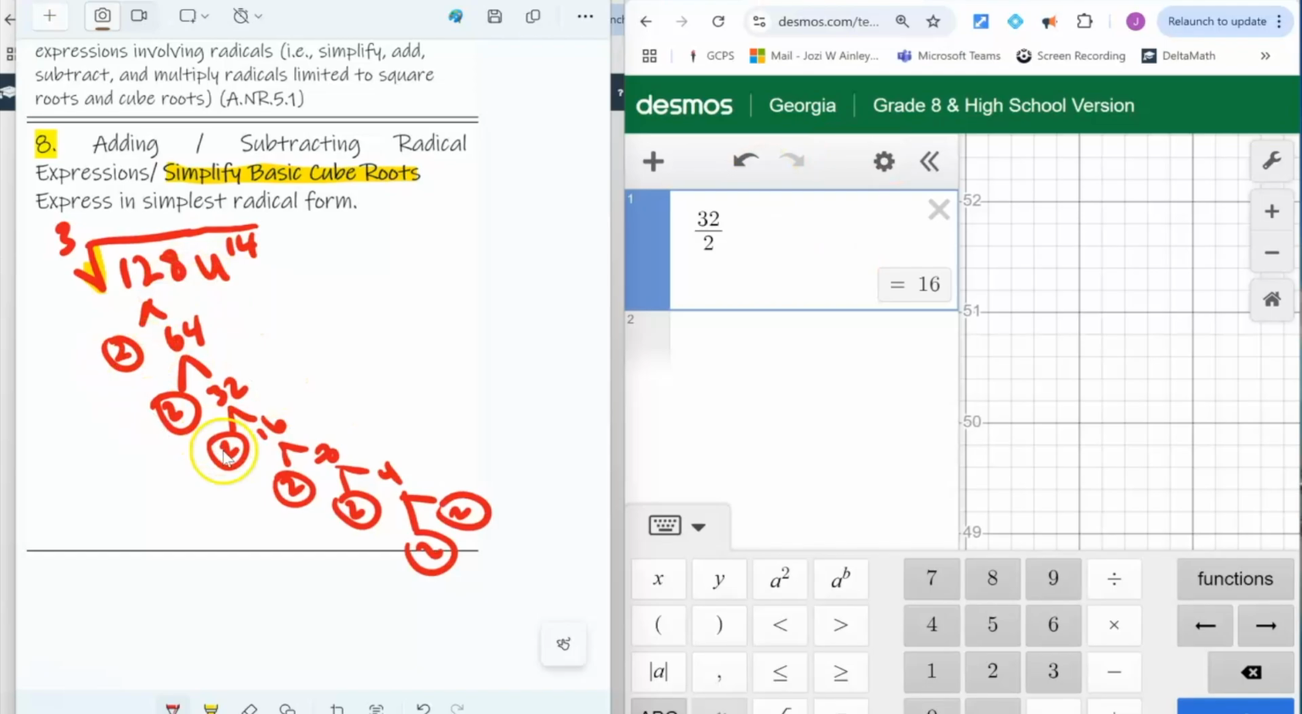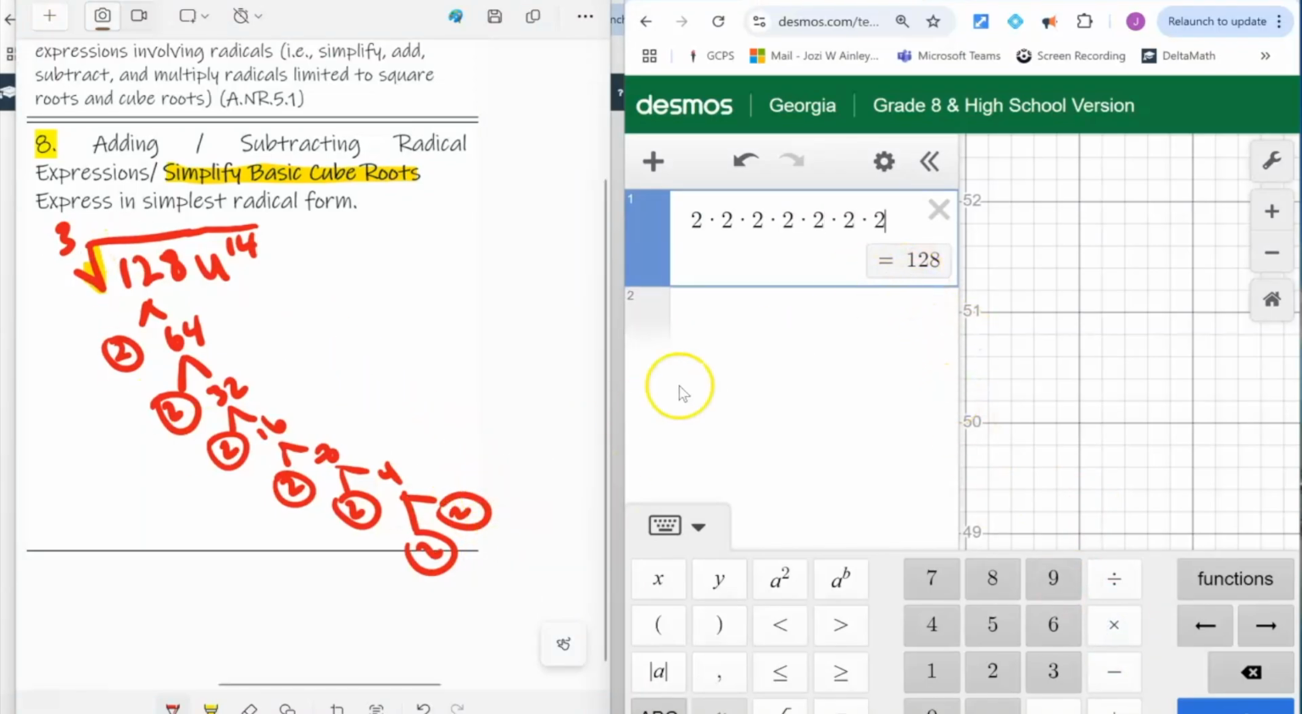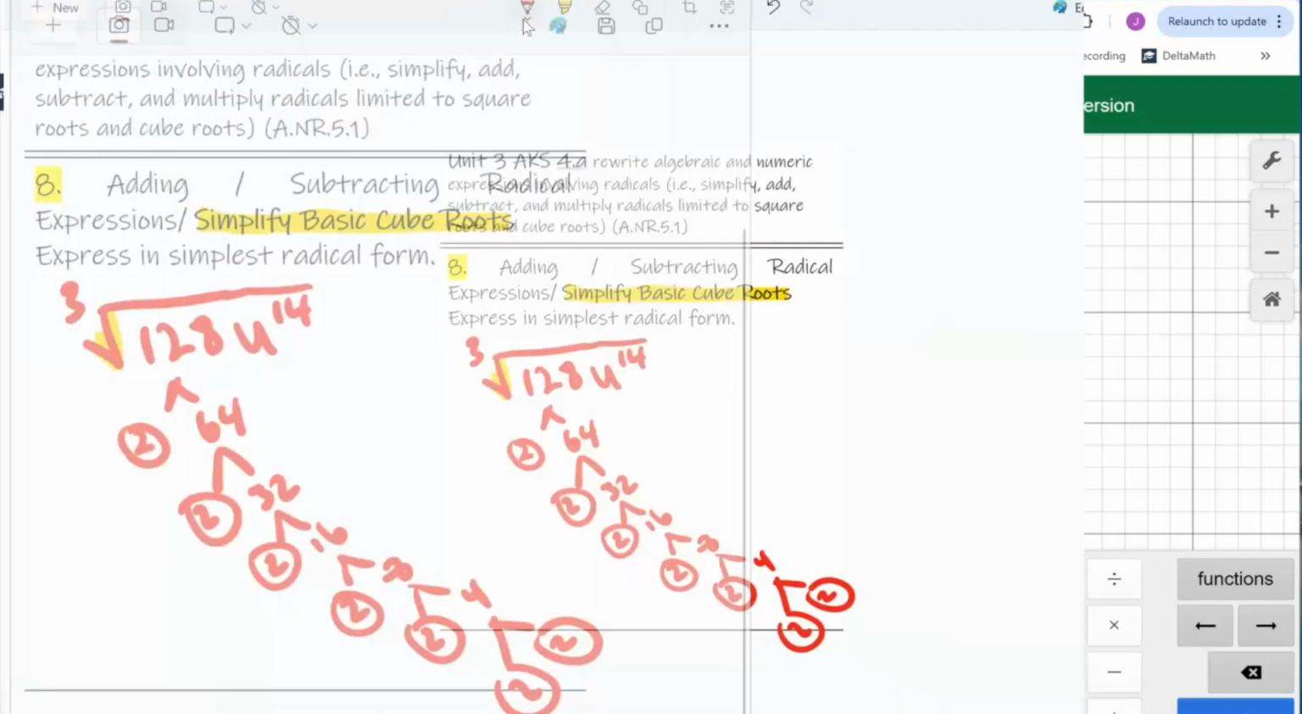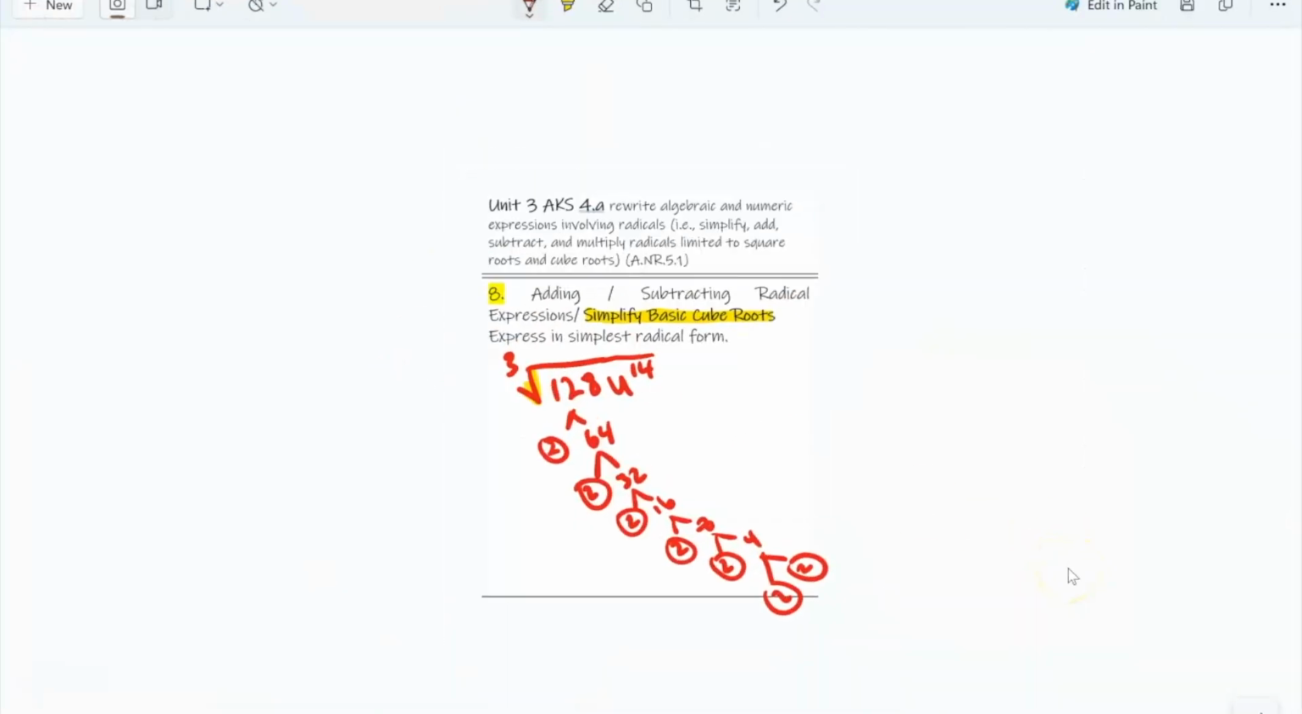I have 1, 2, 3, 4, 5, 6, 7 twos. So I'm just going to check if I do 2, 3, 4, 5, 6, 7, does it give me 128? It does. So I broke that down correctly. And then the last thing that I need to do is break down the u's. So I'm going to go ahead and just have this here so I can be ready.